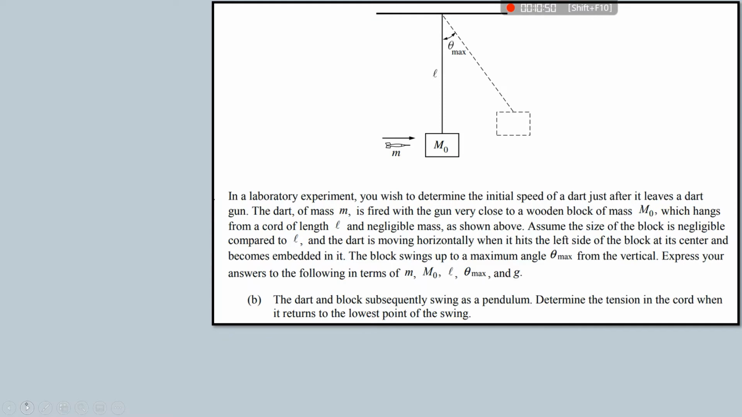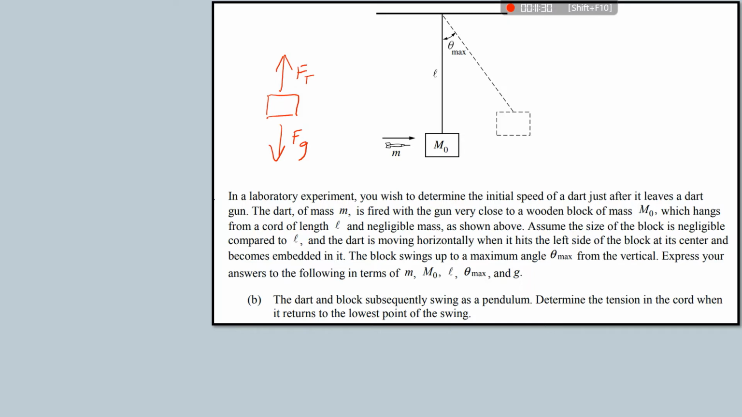Okay, for part B, we're told that our dart and block are swinging as a pendulum. I want to determine the tension in the cord when it returns to the lowest point of the swing. What do I have to do? So the lowest point. There is weight and tension.